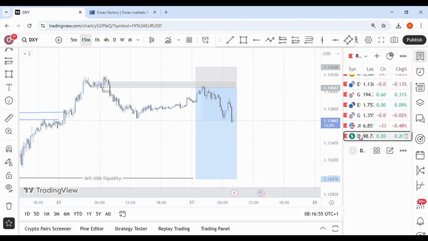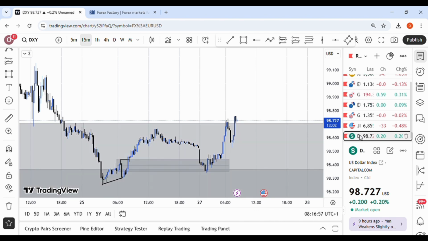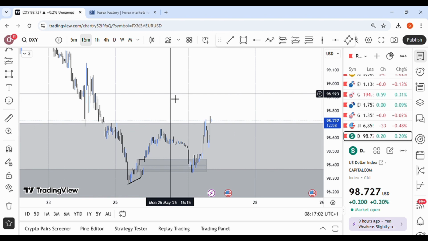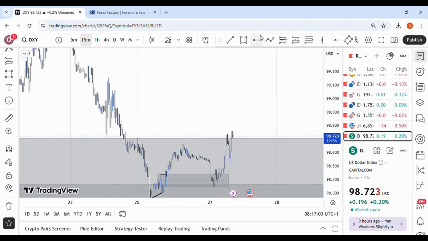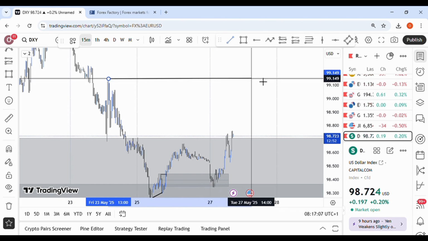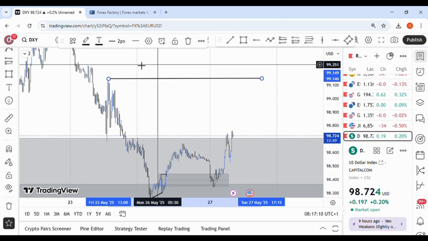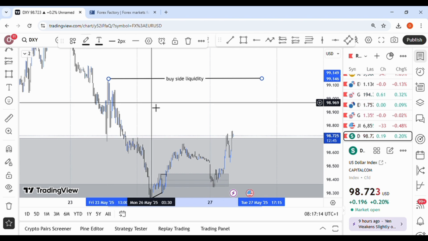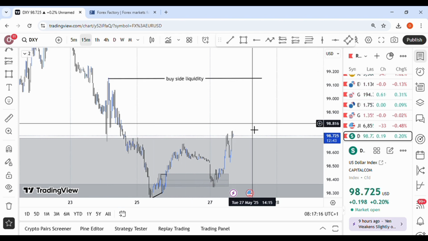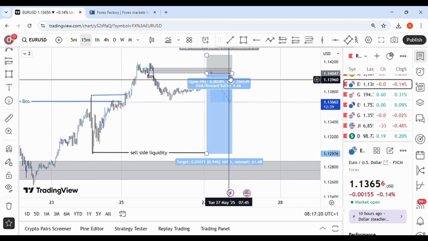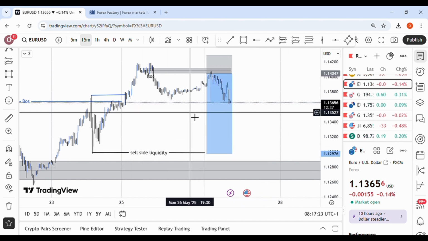This is exactly how I get this particular setup. DXY is the key. As far as DXY is concerned, we are still pushing up to this particular area because this is a buy side liquidity, and also we are pushing down to this particular area. Let's wait and see what the price does for us.